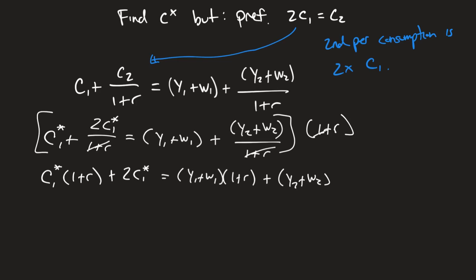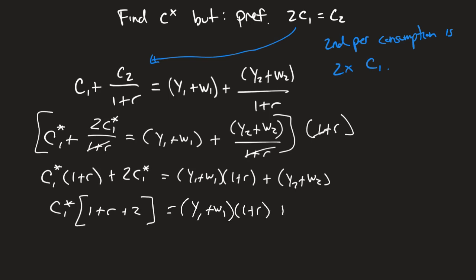We're going to have to factor out C1 just like we did in our other video. And so what's left over if we do that? If we take out a C1 star, what's left over? A 1 plus R is left over, plus a 2 is left over, right? If I take it out here, I'm left with 1 plus R. If I take it out here, I'm left with 2. On the right-hand side, we're just going to keep everything the exact same. We're not doing anything there. Y1 plus W1 times 1 plus R plus Y2 plus W2.